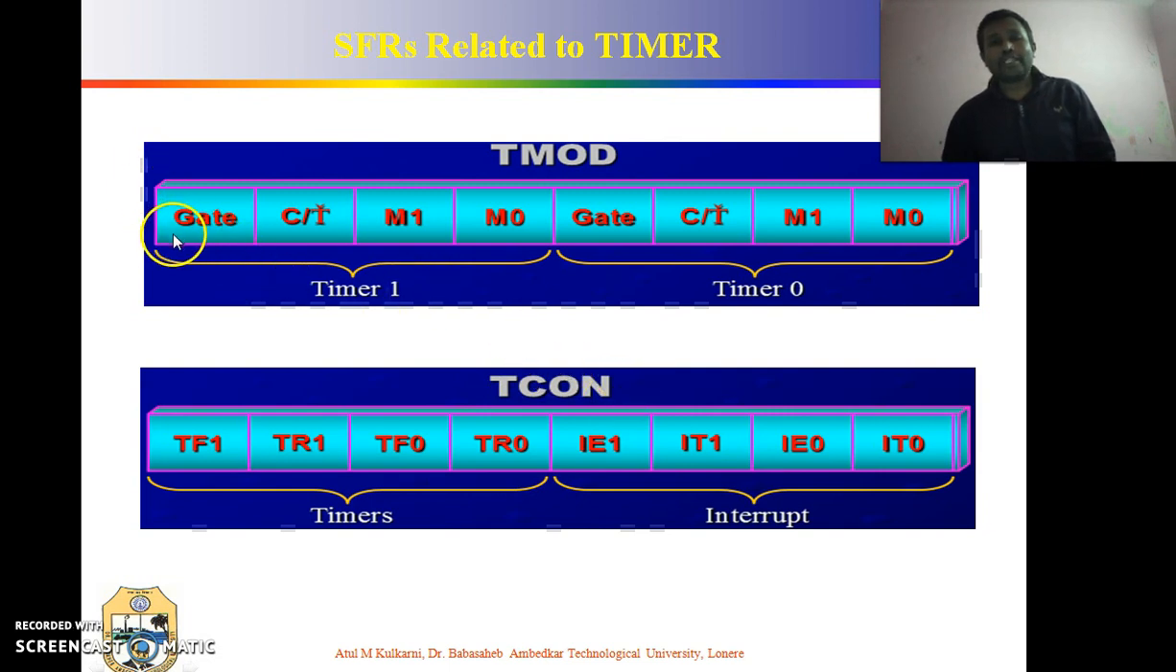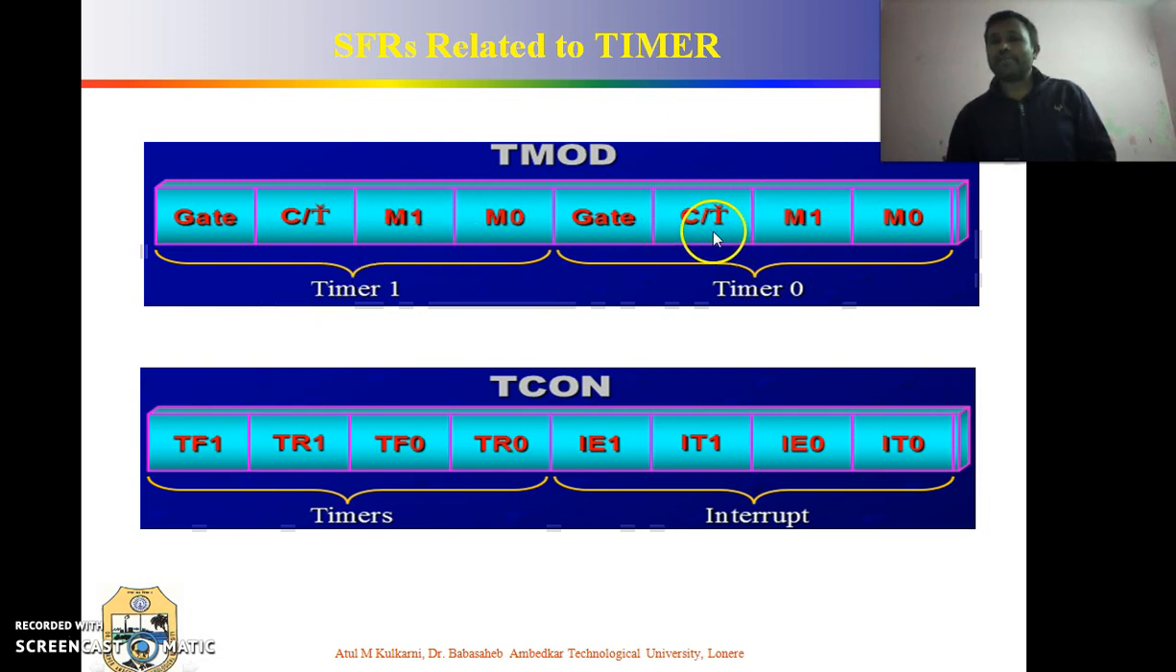This TMOD register is an 8-bit register, where these 4 bits belong to timer 1 and these 4 bits belong to timer 0. Now see the format of this TMOD register: M0, M1, C/T bar, gate. M0, M1 refer to the mode of the timer for timer 0, and these 2 bits for timer 1.